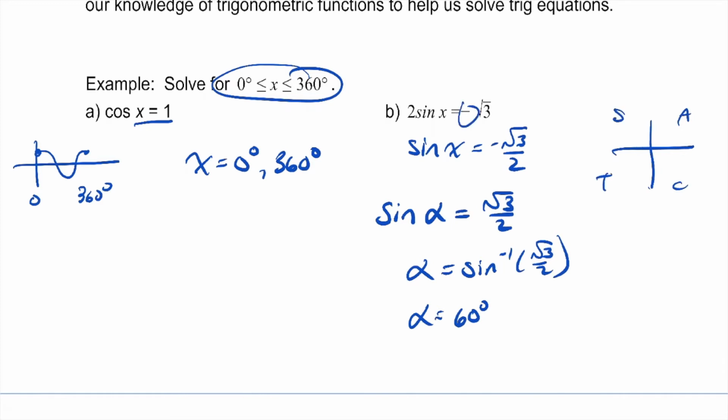Again, sine is negative, so sine is going to be in quadrants 3 and 4, and we're told that our reference angle in each of those quadrants is 60 degrees. So theta 1 would be, very similar to our warm-up, 180 degrees plus 60, so that's how we get the answer for quadrant 3.